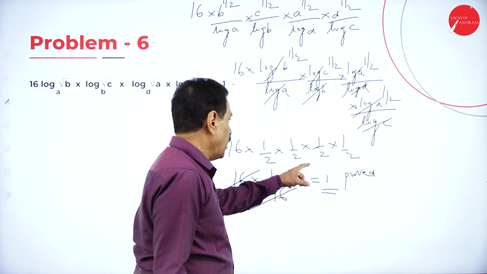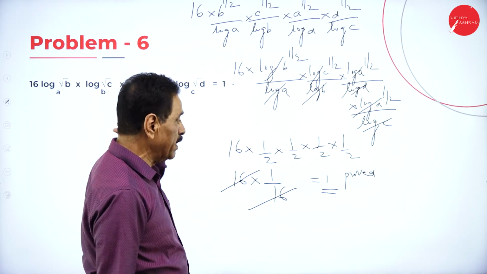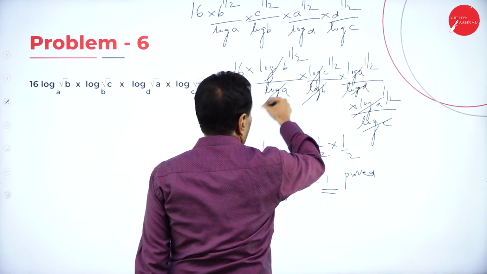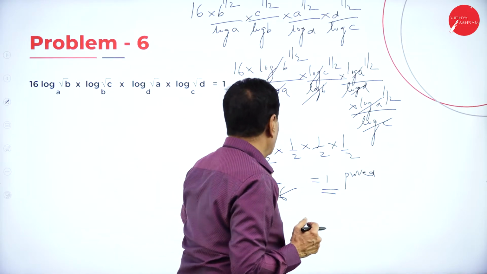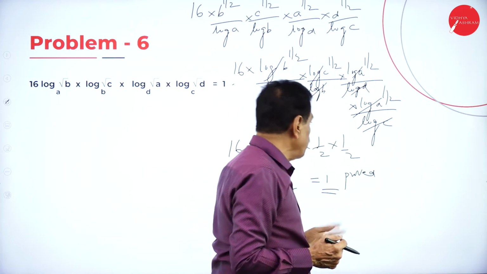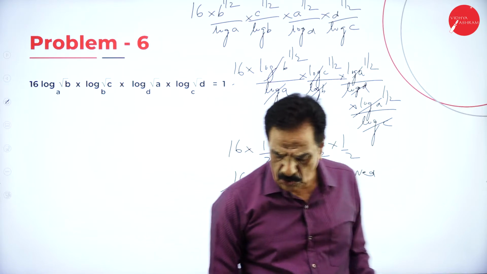16 to the power of half, half, half. There is no log at all, only a number. It is not log 1, only a simple number. All log has been cancelled out. So what is left over? Half into half into half into half is equal to 1. We'll move on to next one.